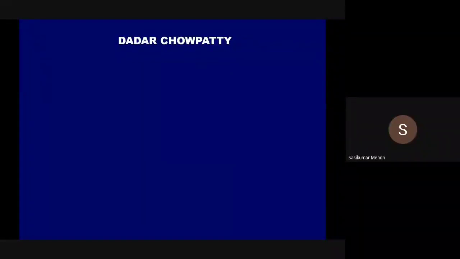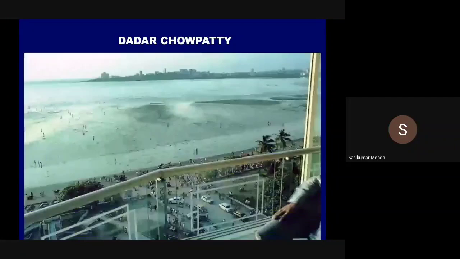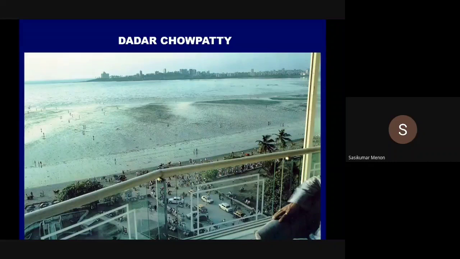Now let's look at Dadar Chowpatty. Dadar Chowpatty has a beautiful beach. This shot was taken some 25-30 years back, and you can see the Sea Rock Hotel here and the beach, which is so beautiful. There are chana and other sellers just here. People are enjoying. The beach is very beautiful. There are horses running. Everything is happening like a typical Bombay city beach.